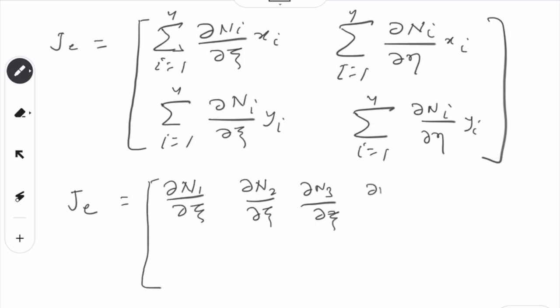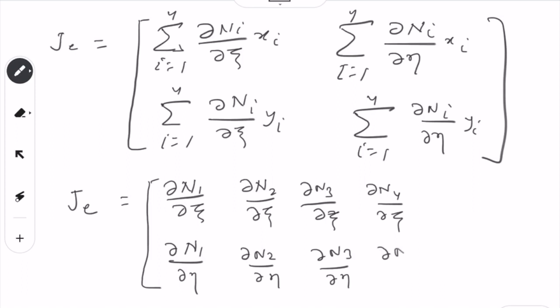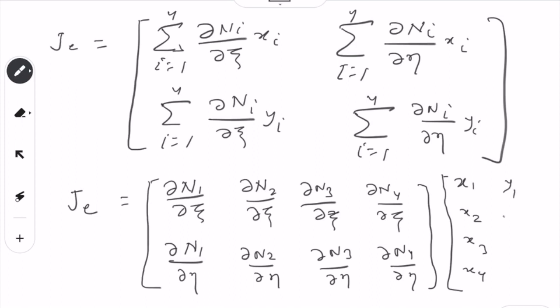So del N4 over del xi. Similarly here it will be del N1 over del eta, del N2 over del eta, del N3 over del eta, del N4 over del eta, and then we multiplied by this, which one? X1, X2, X3, X4, and Y1, Y2, Y3, Y4.